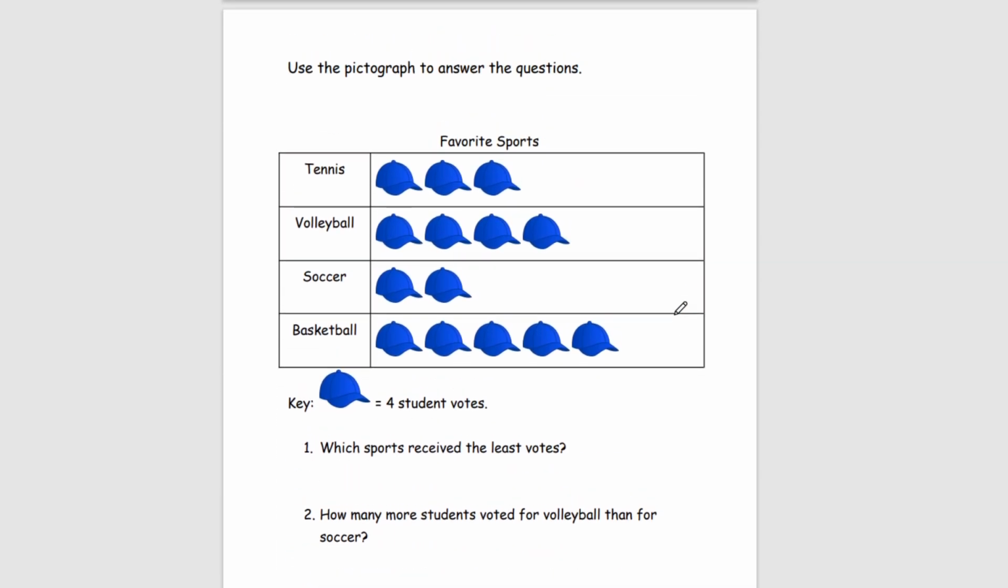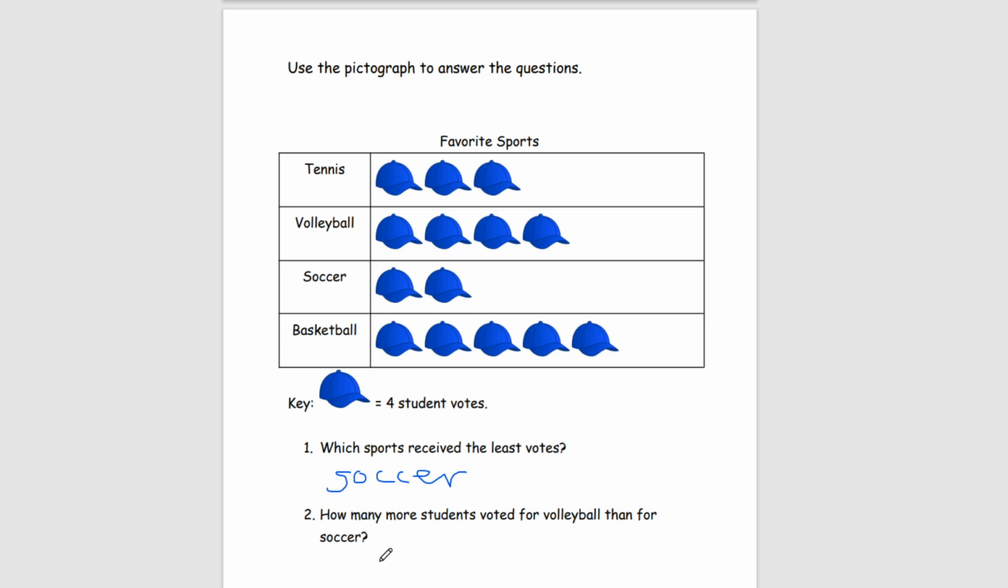For this page, we're using the pictograph to answer the questions. Our key tells us that each hat is 4 students' votes. Looking at number one, which sport received the least votes, we see that soccer has only 2 hats, and we don't even need to calculate how many it had in total, which we know is the least out of all the other ones. So for number one, we have soccer.